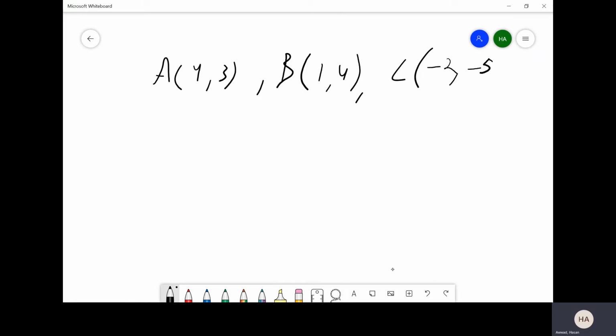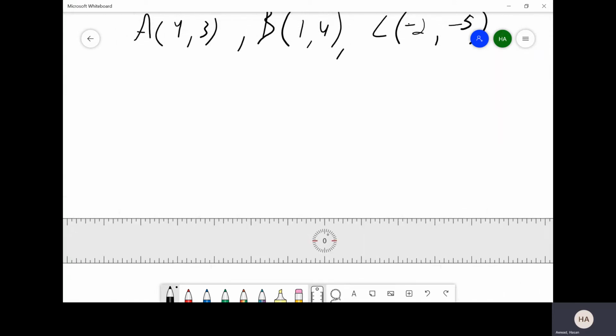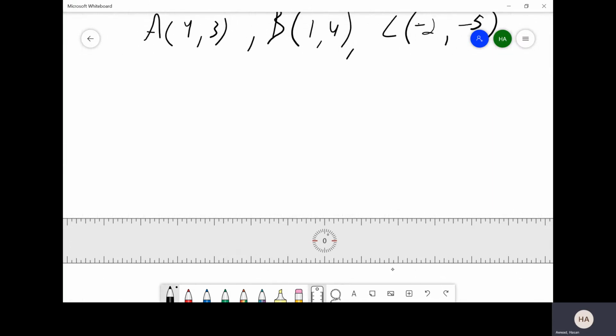-2, -5. Okay. So given these 3 ordered pairs, what I want to see is with the triangle that they form, let's show whether or not this is a right triangle. Okay, so let's prove whether or not this is a right triangle. Okay, so the first step being, let's plot this onto a graph.